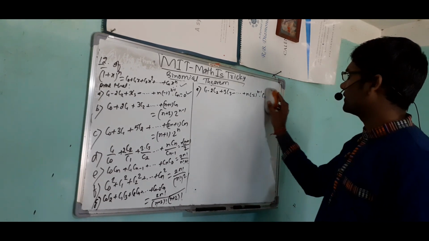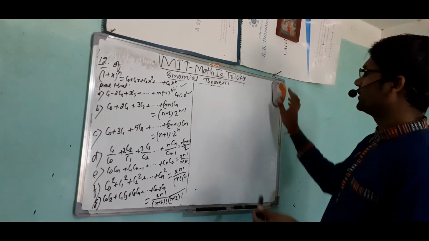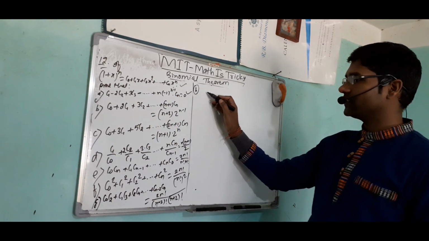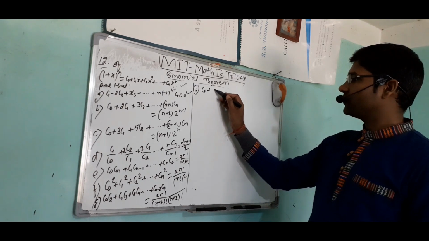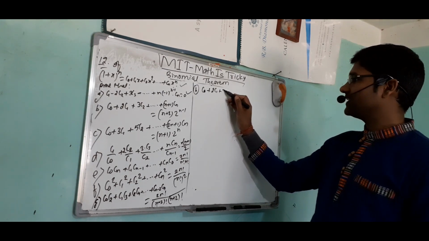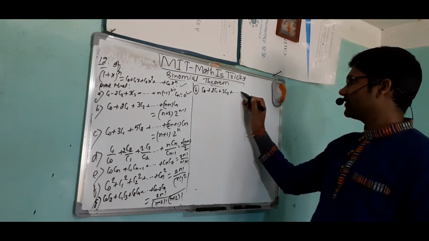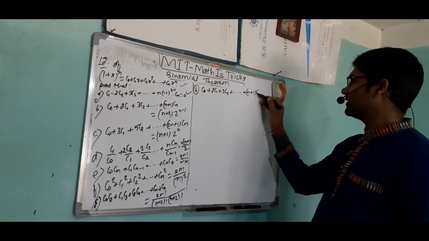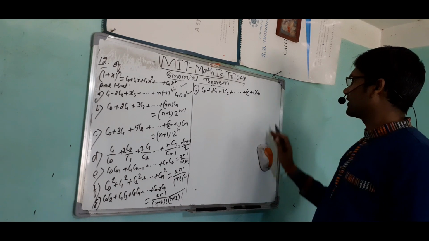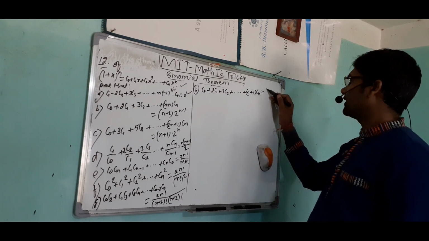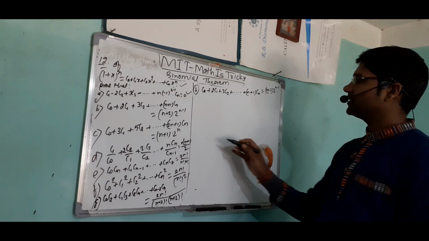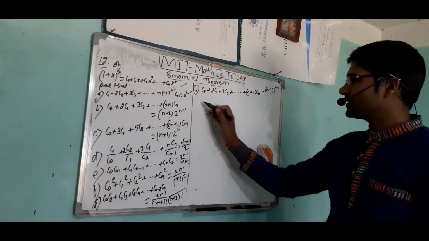How can we solve this? This is the first one, already we have proved. So now for the second one, B, to prove this: c0 plus 2 c1 plus 3 c2 plus dot dot dot plus (n plus 1) cn equals, you have to prove, (n plus 2) times 2 power (n minus 1). This is what we have to prove. So now let's write here LHS.